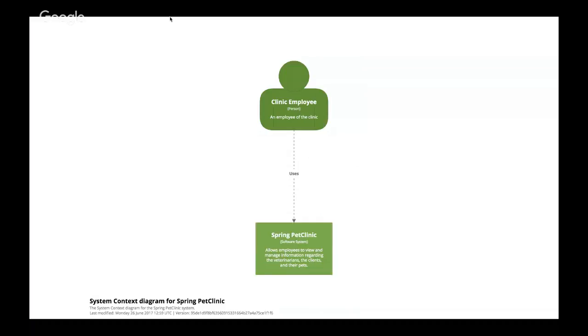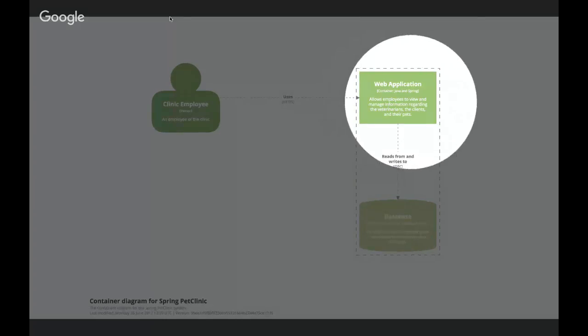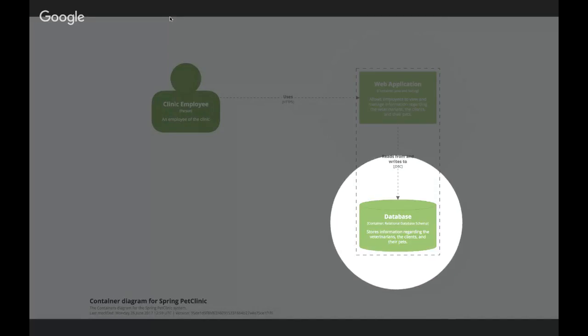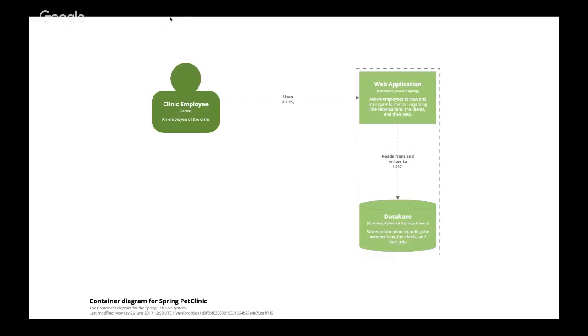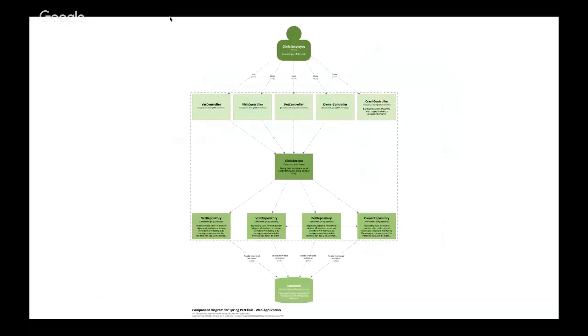If we zoom into the Spring PetClinic system, we get to see the containers inside it. If we look at this in a bit more technical detail, the Spring PetClinic system is made up of a Java and Spring MVC web application, and that talks to a relational database. Again, this is a nice simple code base, and literally this is just a web app talking to a database.